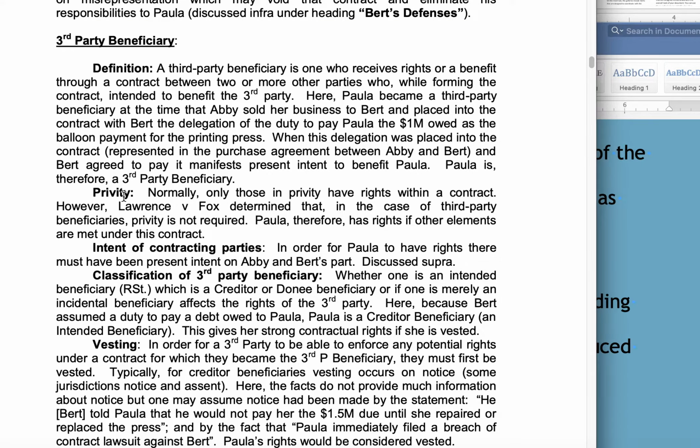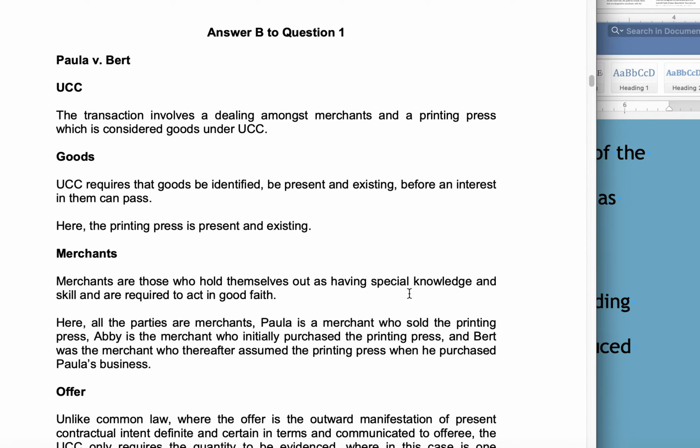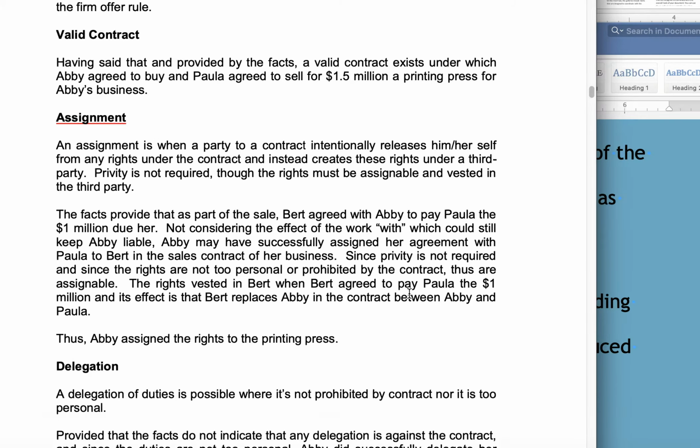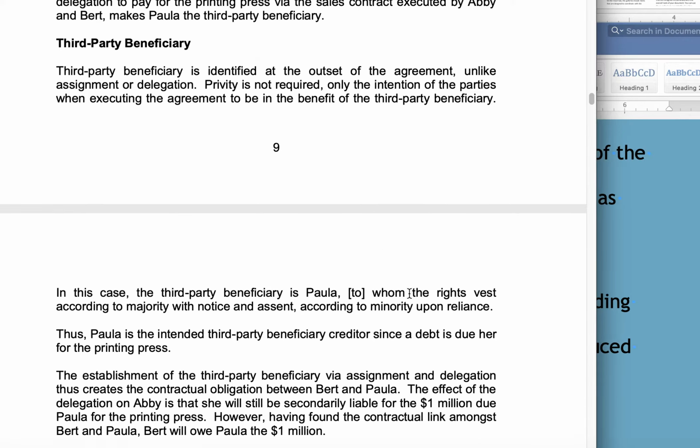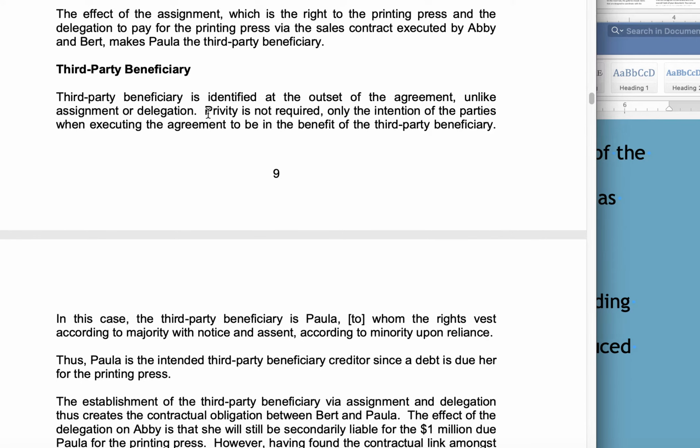As soon as I hear third party beneficiary, it triggers me Lawrence versus Fox. That probably impresses. If you can cite some cases in there and say privity, Lawrence versus Fox, you don't have to do that. This other person just put in third party beneficiary. They stated they didn't have to have privity. Privity is not required. They didn't say why. They didn't say Lawrence versus Fox. That's okay. That passes.